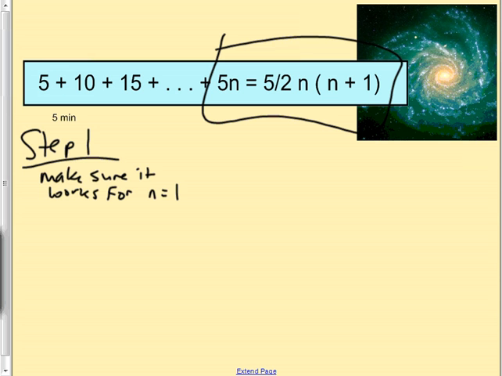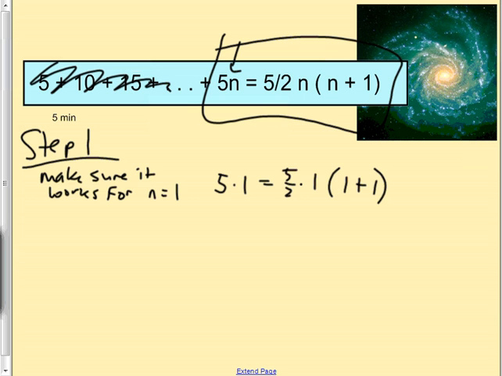Why don't we have this other stuff? Because we only have 1 term. The 1 term is that 5 times the 1. Okay, so 5 times 1 equals 5 over 2 times 1 times 1 plus 1. And hopefully when you multiply that all out, it will actually be a true statement. On the left side, 5 times 1 is 5. 5 over 2 times 2. That's over 1 then, right? So then the 2's cancel and it's 5 equals 5.